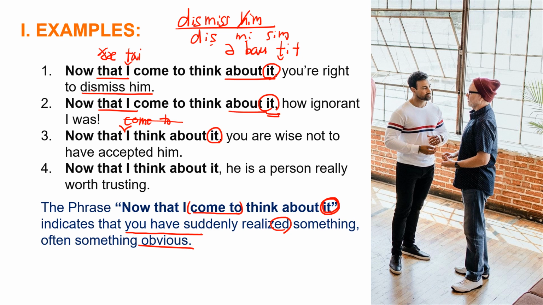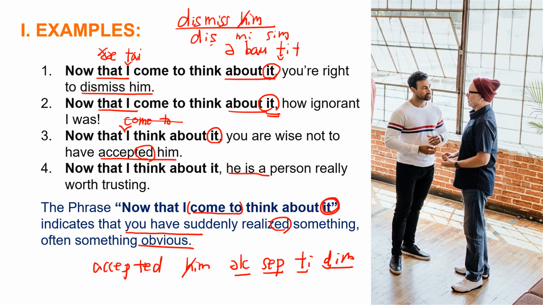Now that I come to think about it, how ignorant I was. Ignorant. Now that I think about it, or come to think about it, you're wise not to have accepted him. So here, "accepted him." A-C-C-E-P-T-E-D, him. Sounds like "accept." Accepted, and then the H gets silent. So "accepted him," this D flaps. Now that I think about it, you are wise not to have accepted him. Accepted him. Now that I think about it, he's a person really worth trusting.